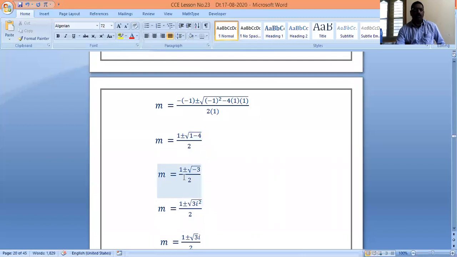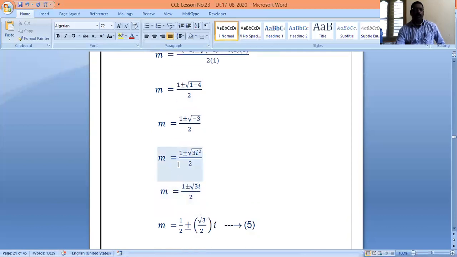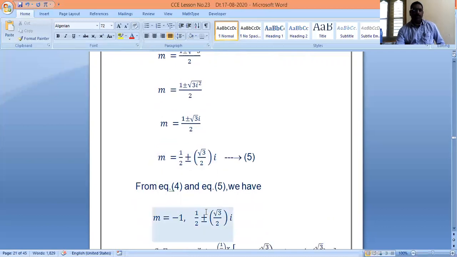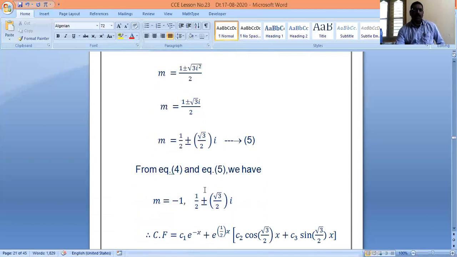Therefore, m is equal to 1 plus or minus under root of 1 minus 4, by 2. m is equal to 1 plus or minus root of minus 3, by 2. m is equal to 1 plus or minus root 3 i square, by 2. That implies m is equal to 1 plus or minus root 3 i, by 2. Here m is equal to 1 by 2 plus or minus root 3 by 2 i. We get the roots as conjugate complex numbers. Here the real part is 1 by 2 and the imaginary part is root 3 by 2. Therefore, from equations 4 and 5, we get the roots as m is equal to minus 1, comma 1 by 2 plus or minus root 3 by 2 into i.